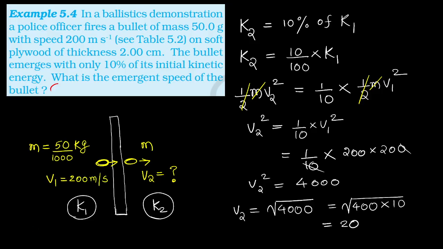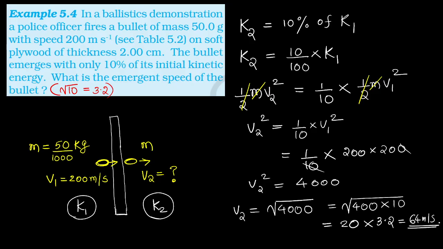I think in the exam, if the question is asked, they will at least give the value of root 10. It will be given. Otherwise, you need not simplify. Suppose root 10 is given as 3.2. So root 400 is 20, into root 10, which is 3.2. So that is 64 meter per second.